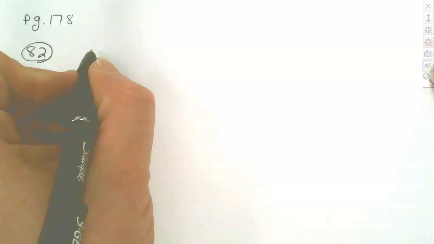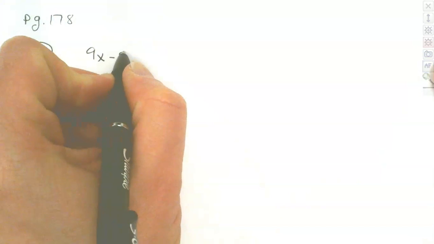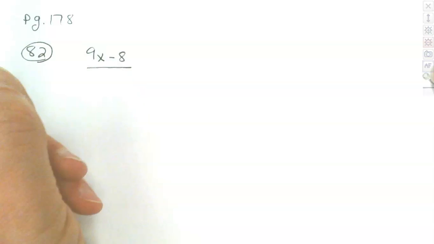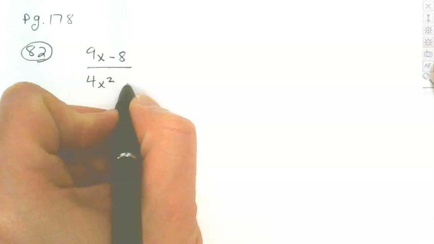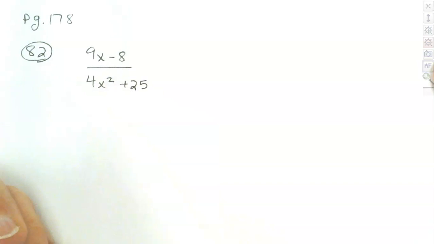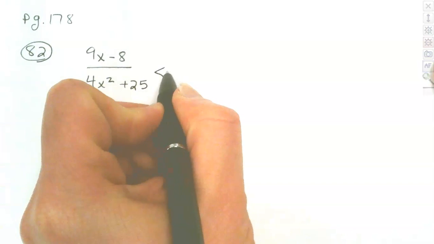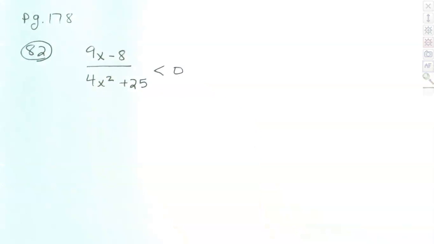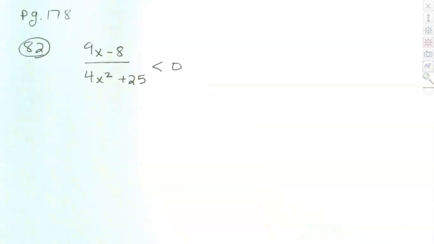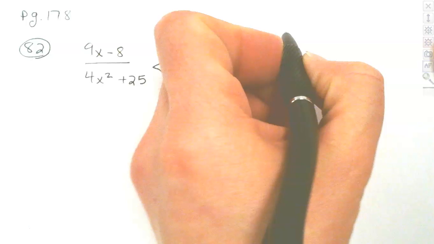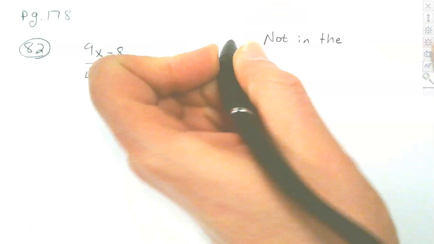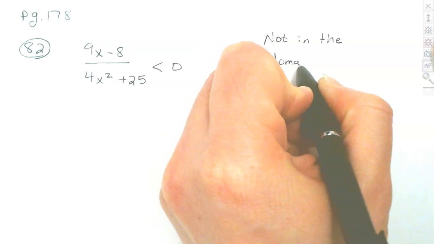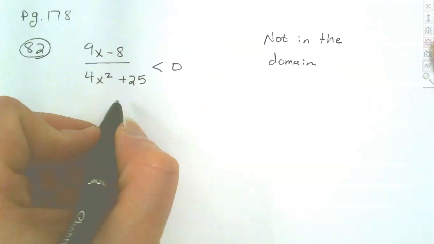So we've got (9x minus 8) over (4x squared plus 25), and that's going to be less than 0. So we are working with a rational inequality again. So we're going to have to first find the numbers not in the domain. And we'll just go ahead and factor that quickly here.